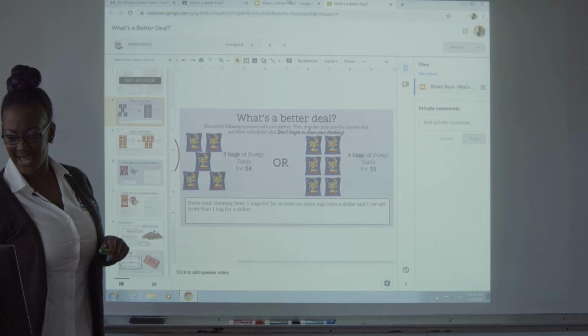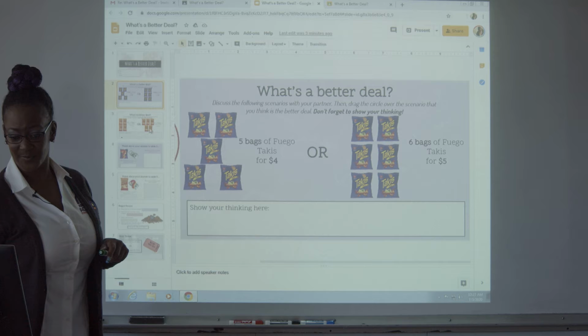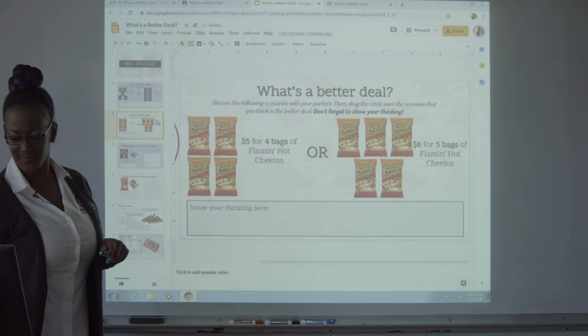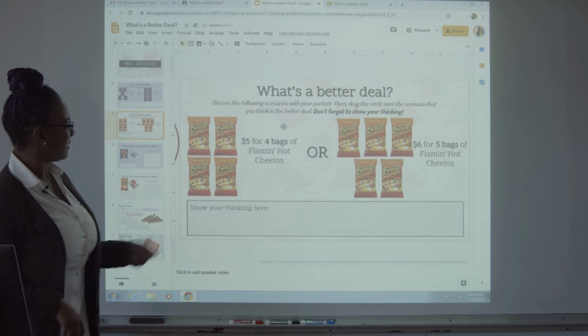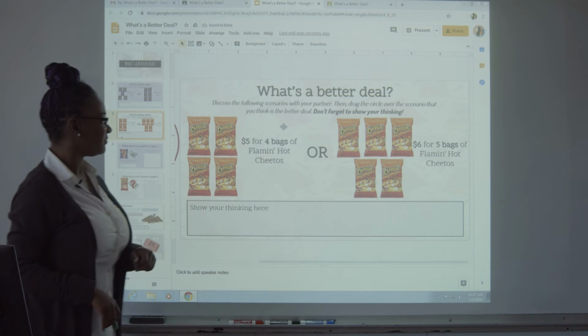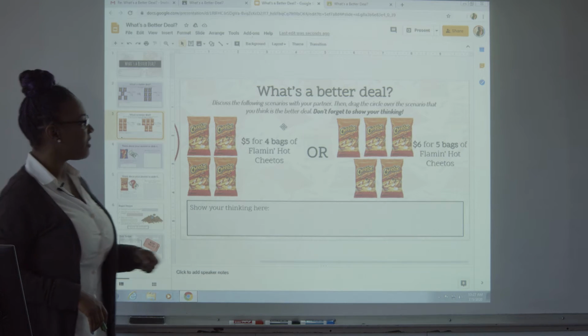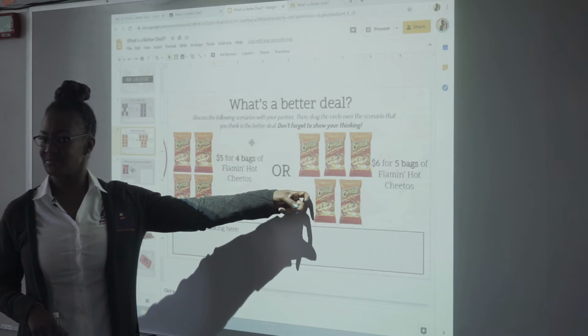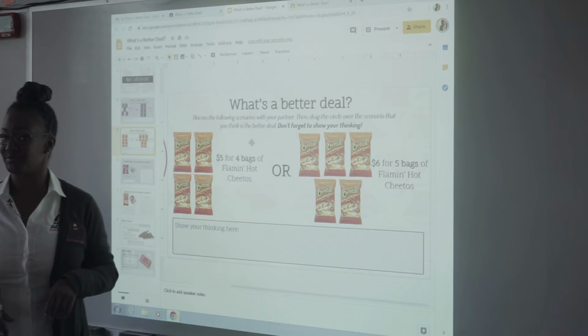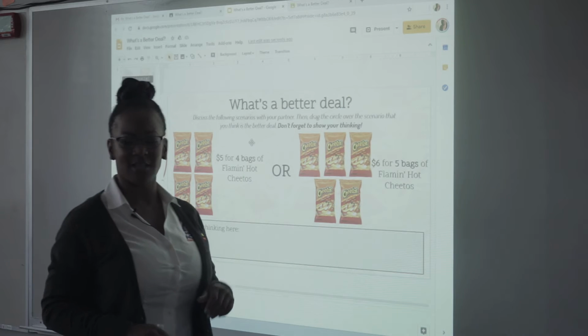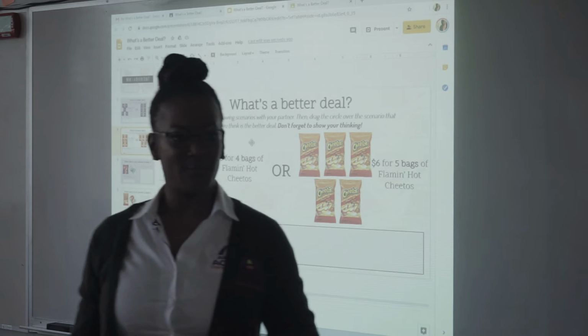All right, so what about this? We were also looking at hot Cheetos. So they had these hot Cheetos on sale. They were charging $5 for 4 bags or $6 for 5 bags. Which one of those is the better deal? I'll give you a couple of minutes. Talk to your elbow partner and put your answer on your Google Slides.